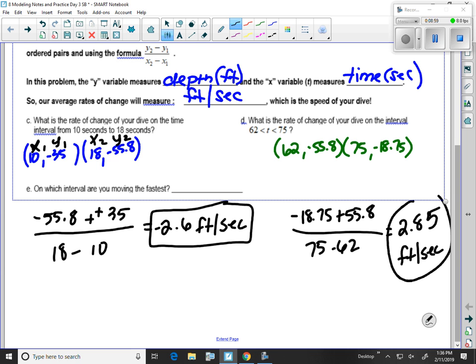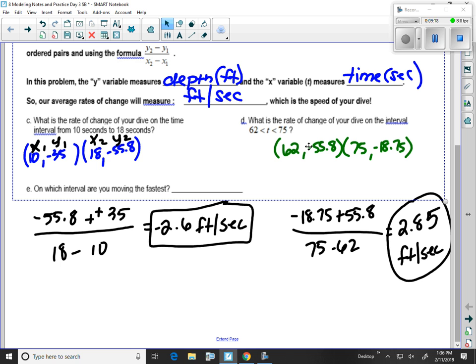I'm getting 2.85 feet per second on this one. Okay, I want you to check it, make sure you can confirm that. Don't just trust me, because I want you to know how to put it in your calculator. Anybody else confirm 2.85?